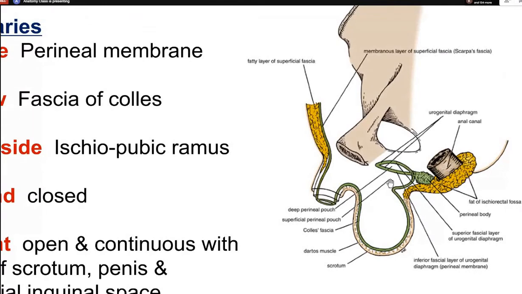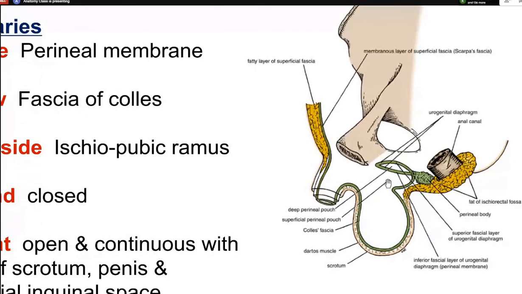Now see the boundary above. What is there? Above, what is there? Perineal membrane. Perineal membrane, or you can say the inferior layer of the urogenital diaphragm. Now see in the lower part, what is there? Colles fascia. Colles fascia. Now anteriorly, can you see anteriorly it is open. The superficial perineal pouch is open anteriorly.